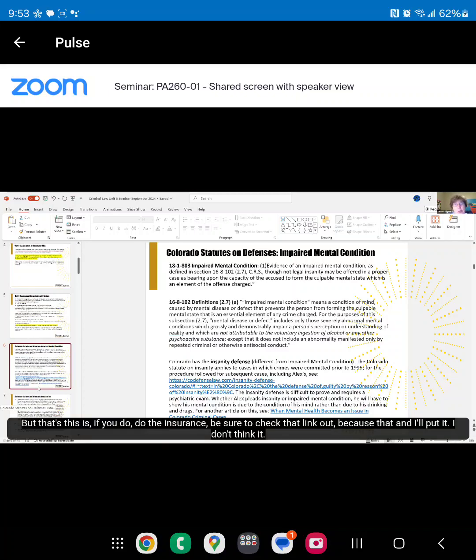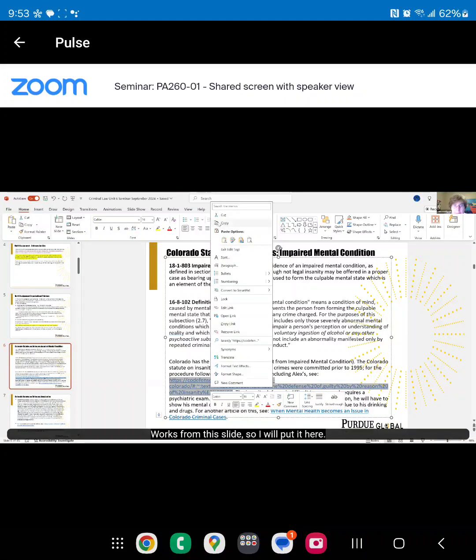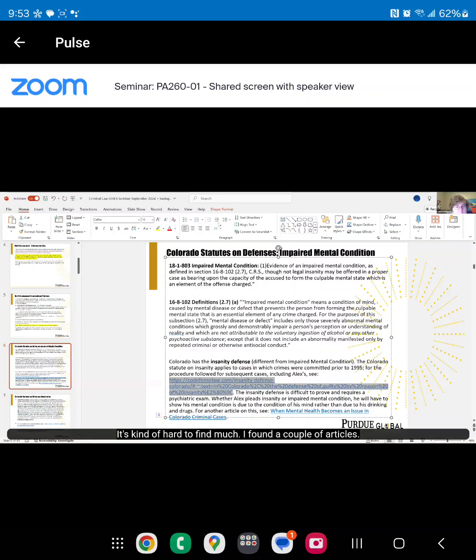If you do the insanity defense, be sure to check that link out. I don't think it works from this slide, so I will put it here. It's kind of hard to find much. I found a couple of articles talking about the insanity defense, but I'm not sure why they changed the statute so that it only applies to cases before 1995. Now it's more handled by this link, which will bring you to actual jury instructions. So I guess that's the approach they're taking now.